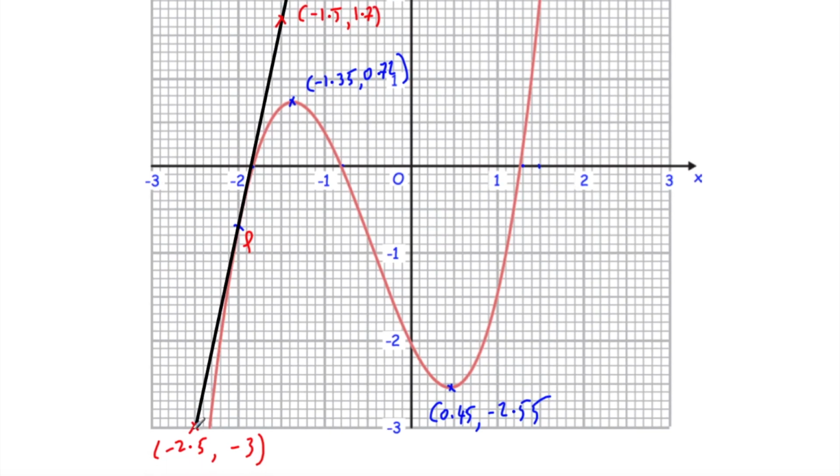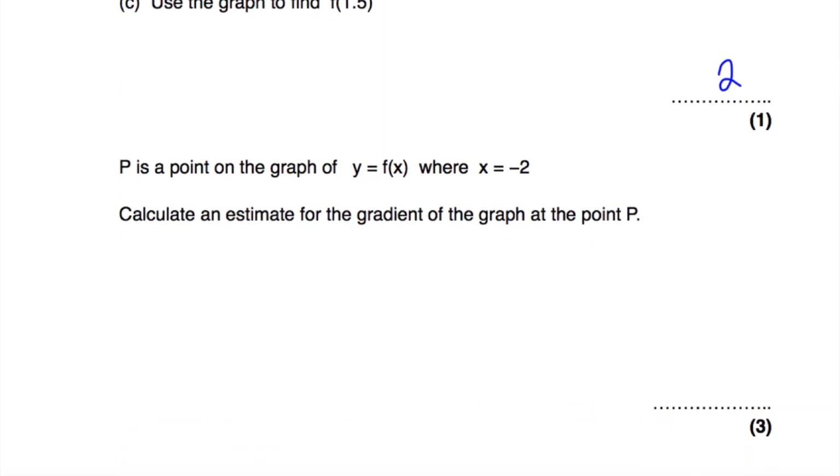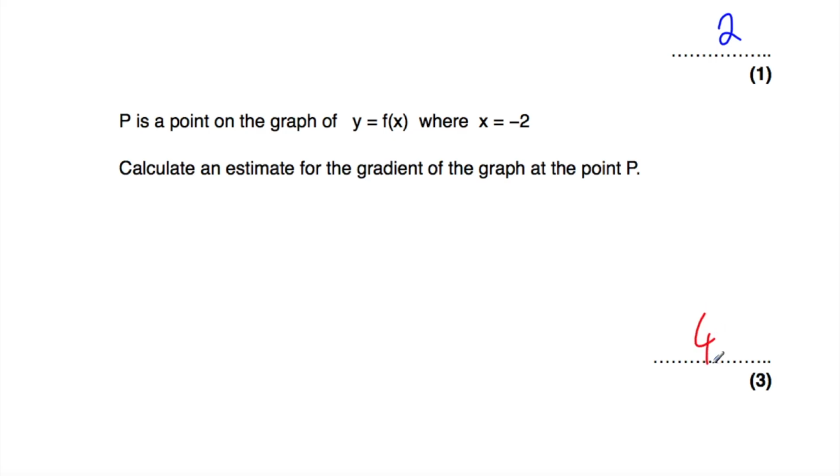So let's draw a little right angle triangle. And then we're going to work out our m. The gradient is the rise divided by the run. So in terms of the rise, we're going from a height of negative 3 up to 1.7. So that'll be a rise of 4.7. Divided by the run, which is we're going from negative 2.5 to negative 1.5, which would be 1. And 4.7 divided by 1 would be 4.7. So that's our estimate for the gradient. So let's write that down. So the estimate of the gradient of the graph at the point P would be 4.7.